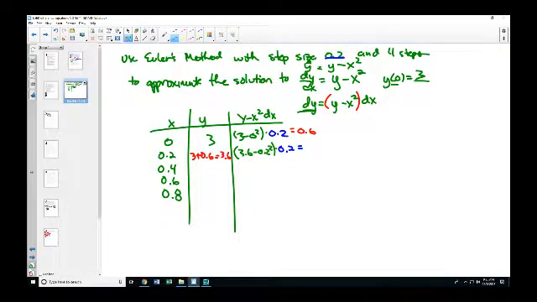That's 0.82. Am I right? I have 0.712. 0.712. Oh, it is. Yep, you're right. Okay, now add that to 3.6 plus 0.712. 4.312.